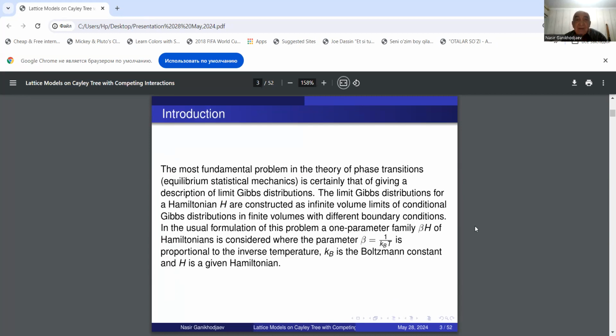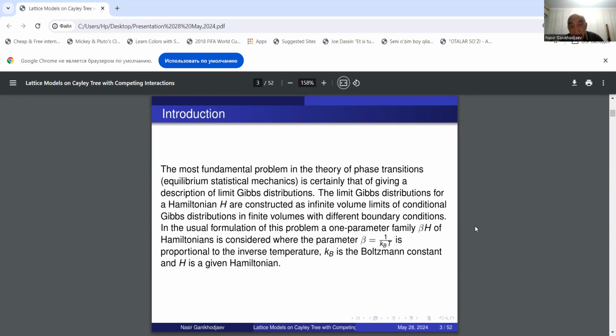The most fundamental problem in the theory of phase transition, or equilibrium statistical mechanics, is certainly that of giving a description of limit Gibbs distributions. That is some type of probabilities. The limit Gibbs distribution for Hamiltonian H is constructed as infinite volume limits of conditional Gibbs distributions in infinite volumes with different boundary conditions.